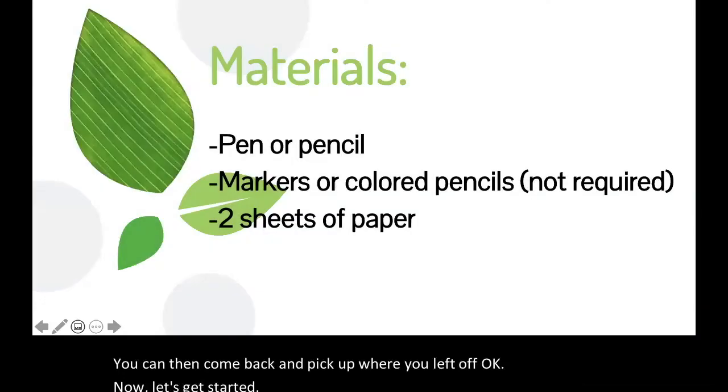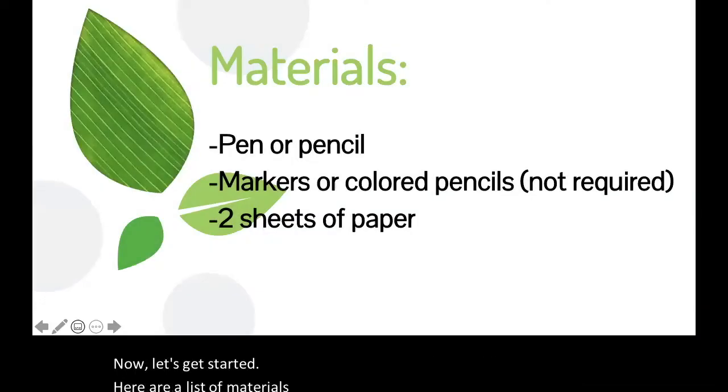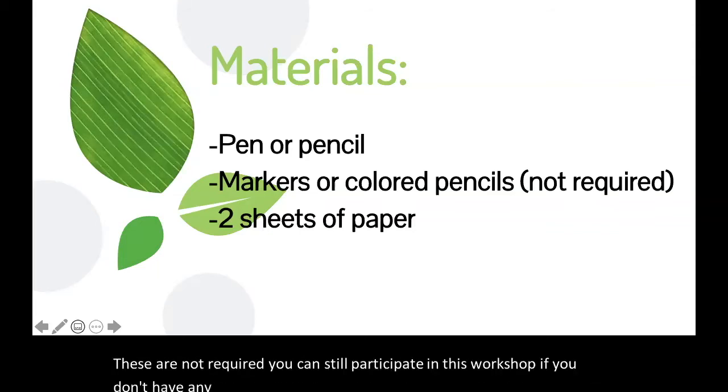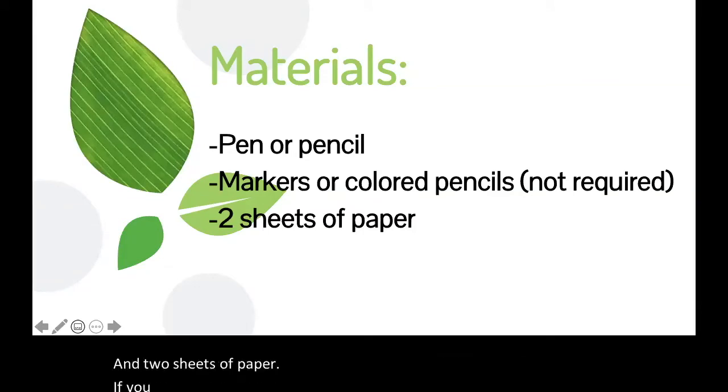Here is a list of materials that you will need. A pen or pencil, markers or colored pencils, if you have them. These are not required. You can still participate in this workshop if you don't have any at the moment. And 2 sheets of paper. If you don't have paper at the moment, you can use a Word or Google document on your computer. Or maybe get creative and find any other alternative for paper.